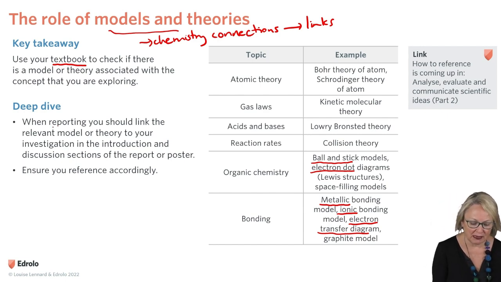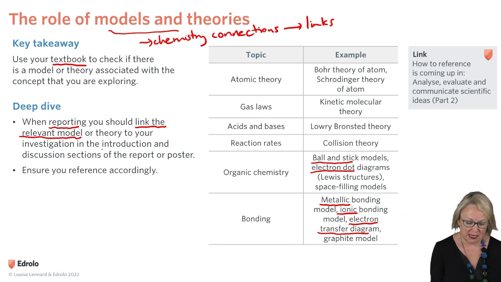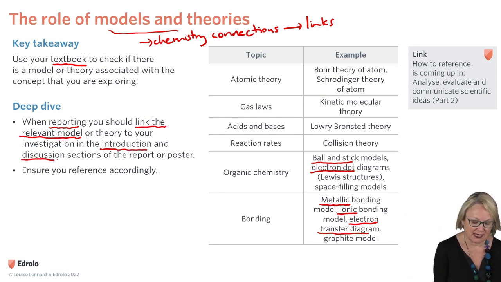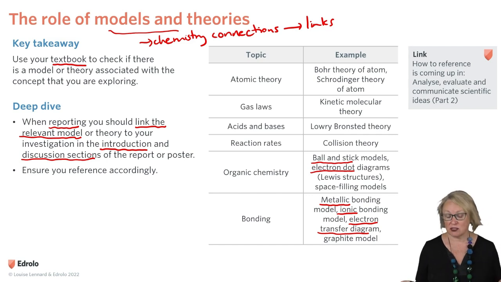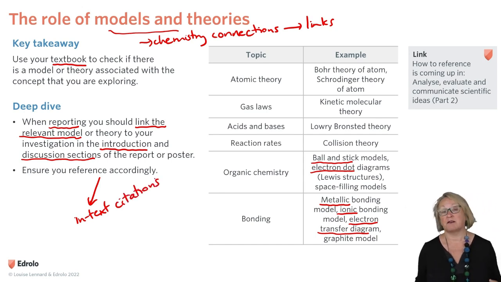So when reporting, you should link the relevant model or theory to your investigation, and do this in both the introduction and the discussion sections of the report. When you do this, include in-text citations to show where you got that information from. If you got it from the VCE data booklet, or from the Royal Society of Chemistry interactive periodic table, include a reference of where you got the information from.